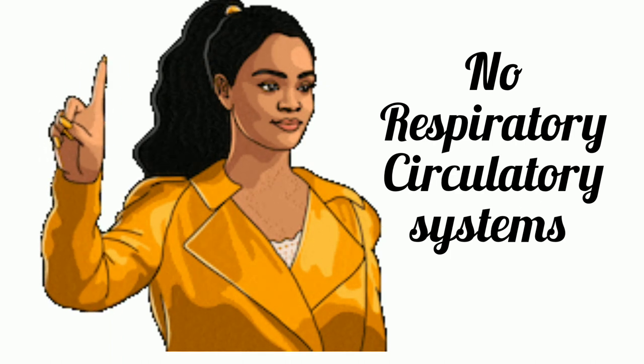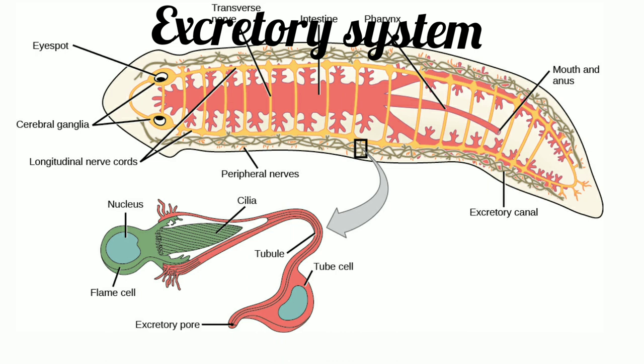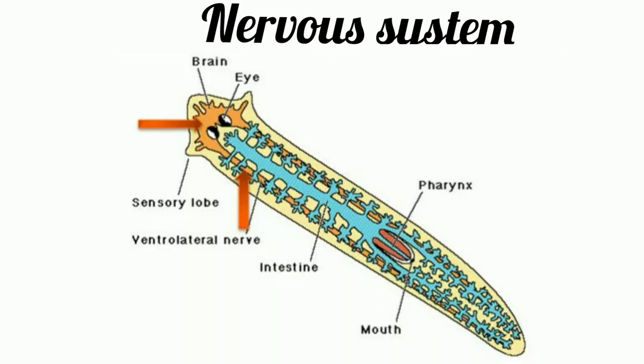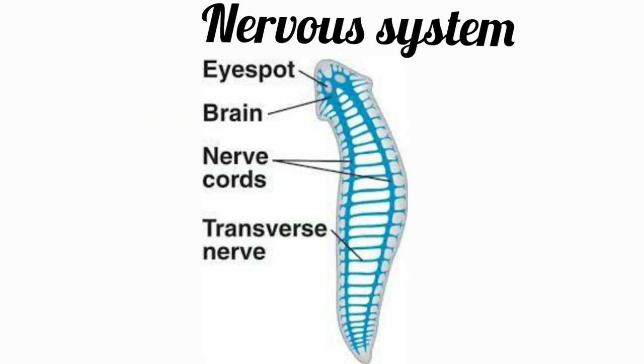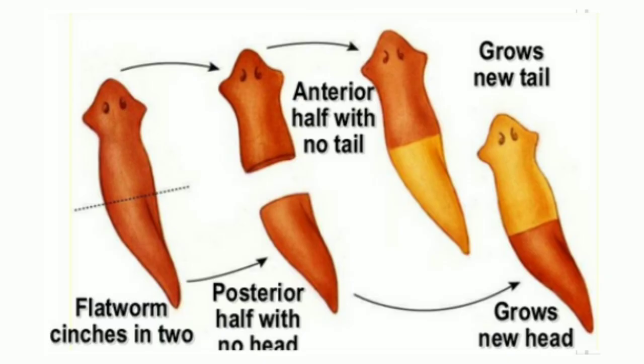Respiratory and circulatory systems are absent. In fact, the respiration generally occurs by simple diffusion through the body surface. Flatworms possess specialized flame cells that are responsible for osmoregulation and excretion of waste products. They have a relatively simple nervous system consisting of a pair of ganglia serving as their brain. Nerves extend from the ganglia throughout the body. Some species like planaria show high regeneration capacity.